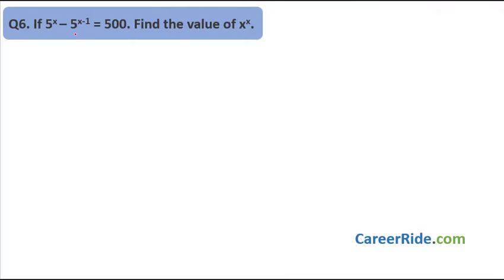Okay, question number 6. If 5 to the power x minus 5 to the power x minus 1 is equal to 500, find the value of x to the power x. Wow, so many x's here.